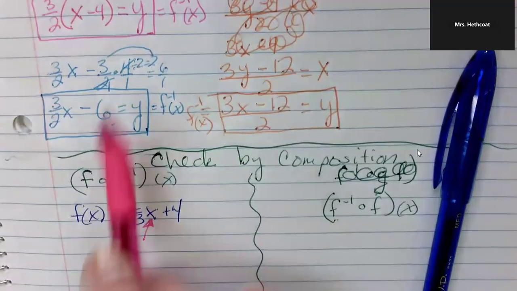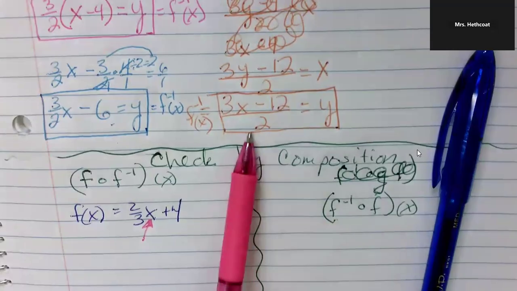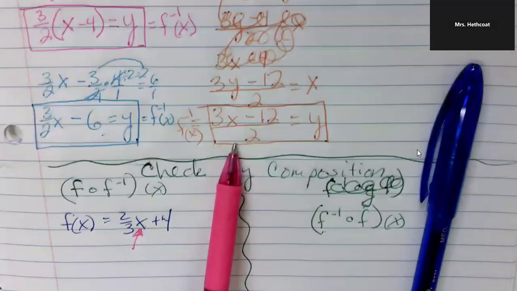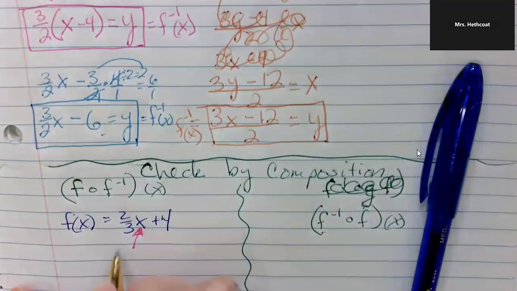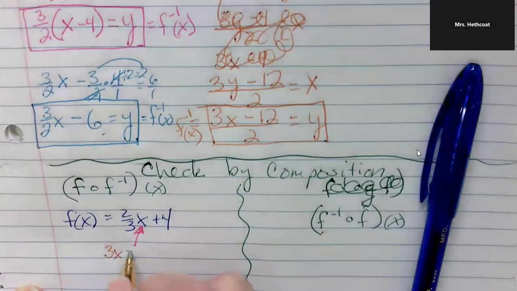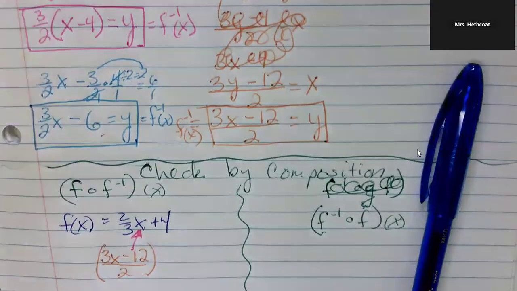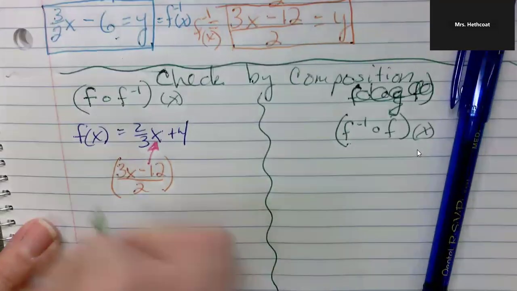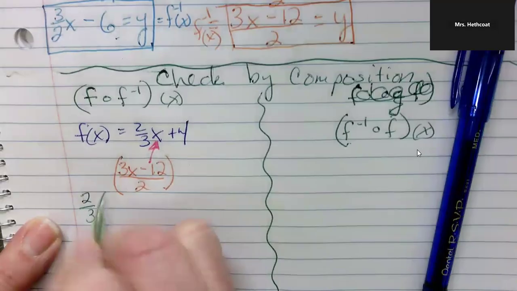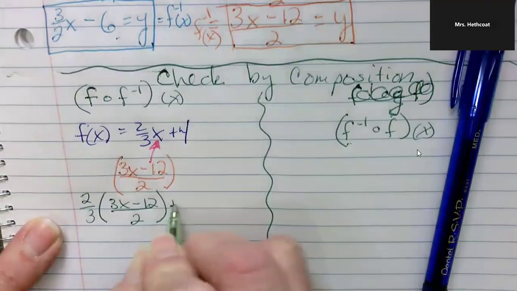So we have to choose which one we want to use. I think I'll use the orange one because I think that's how most of you would have done it. Maybe I'll choose a different one in a different example. So I'm going to use, I'll even do it in orange so we can kind of remember where I got it. So 3x minus 12 all over 2. And then that has to be in parentheses so we know it's going in for the whole x. Rewriting it, we get 2 over 3, 3x minus 12 all over 2 plus 4.